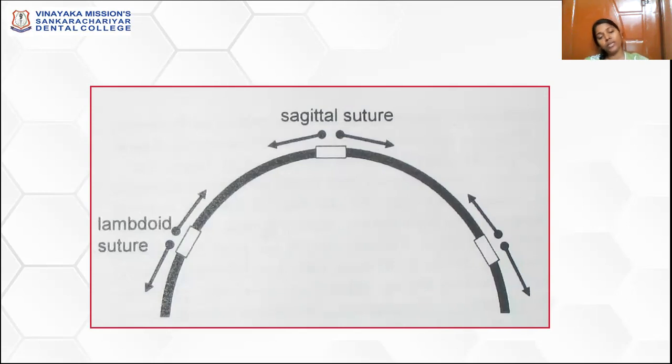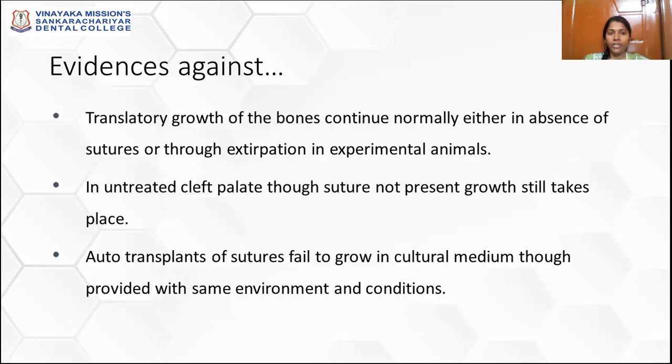That is what he thought, and that is what he is trying to explain. He is now quoting the different sutural sites like the lambdoid suture and the sagittal suture, which we can see as the main areas where growth takes place, contributing to the increase in size as well as the spatial positioning. If you see this sutural theory, though it is right, there are certain evidences which do not let the sutural theory be universally acceptable. What? The translatory growth. The translatory growth of the bones continues normally, either in the absence of suture or after extirpation in experimental animals.